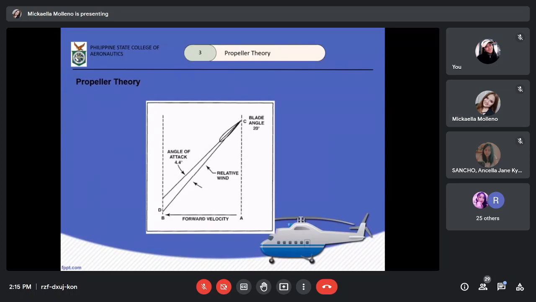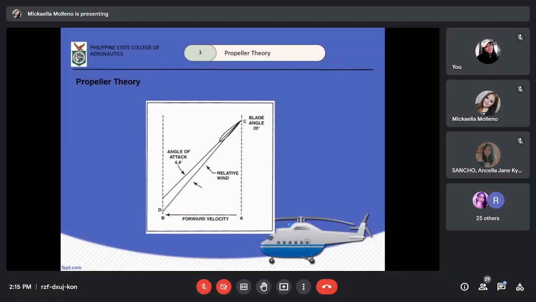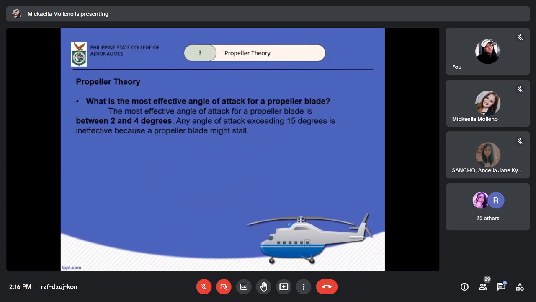So, what happens naman if there is an increase in the propeller's rotational speed, pero maintain lang yung ating forward velocity? We will have an increase in angle of attack kasi basically, the propeller's trailing edge moves a greater distance for the same amount of forward movement. So, this raises the angle of attack by increasing the angle at which the relative wind strikes the propeller blade. Okay, kindly take note of these info.